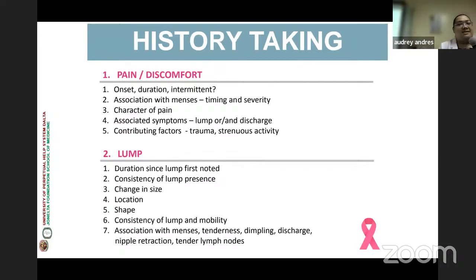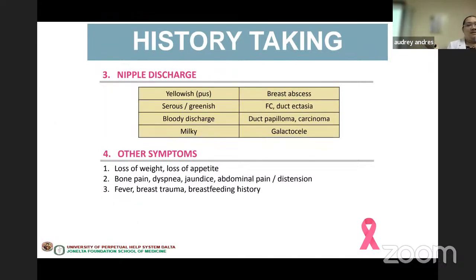You describe the pain, you look at the lump, nipple discharge. So if it's pus, think mastitis, breast abscess. If it's serous or greenish, think duct ectasia. If it's bloody, duct papilloma or carcinoma. If it's milky, galactorrhea. So these are buzzwords that should be at the back of your head always. The other symptoms that will point to malignancy would be your systemic symptoms: loss of weight, loss of appetite, bone metastasis, etc.